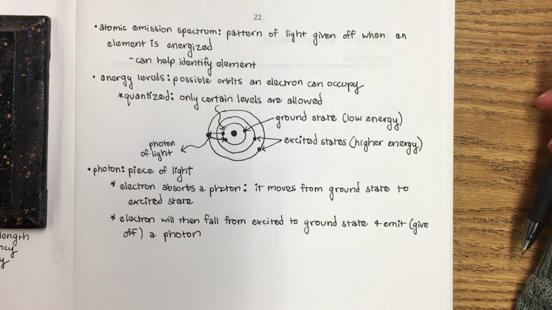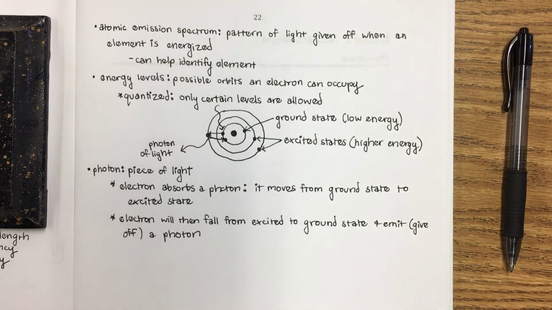All right, this is some pretty abstract stuff. It's not stuff that you can actually see. So if you have questions about it, let me know. Please ask questions. I'm happy to answer them. But hopefully you now understand how elements can give off light.